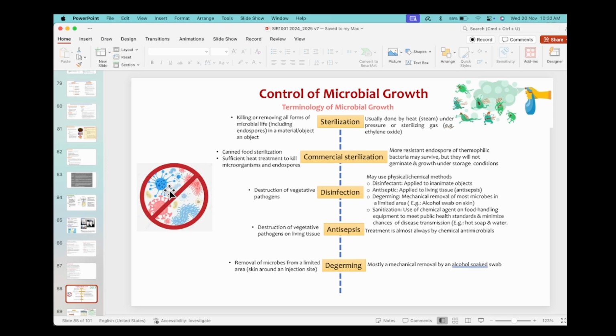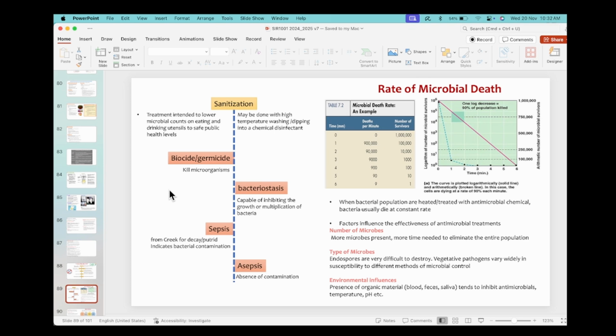Then you can see the examples for antiseptic. Degerming is removal of microbes from a limited area. It is like if you have a wound and you just remove the microbes from the wound area with an alcohol-soaked swab. For sanitization, the term is usually used for the utensils that you use. The utensils that you use in the hospital, the utensils that you use in the lab have to be sanitized, have to be cleaned.